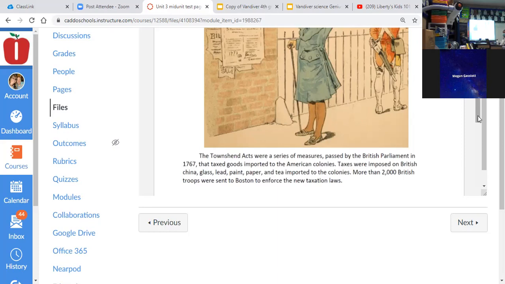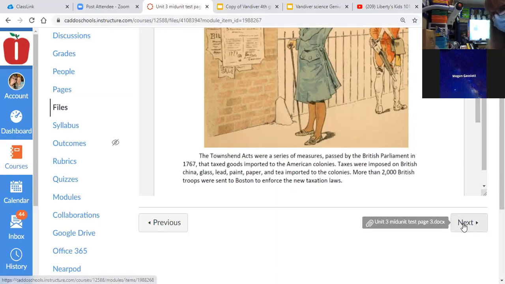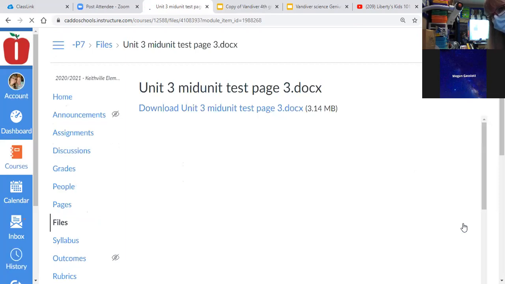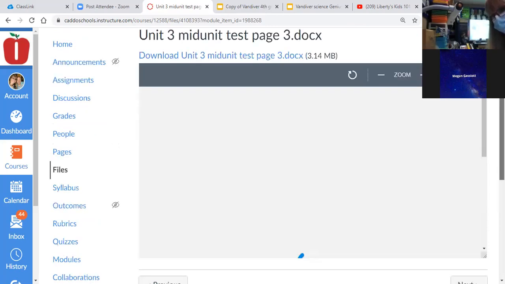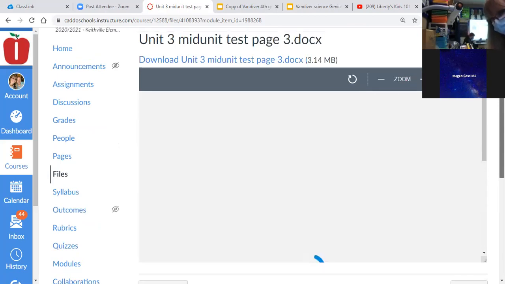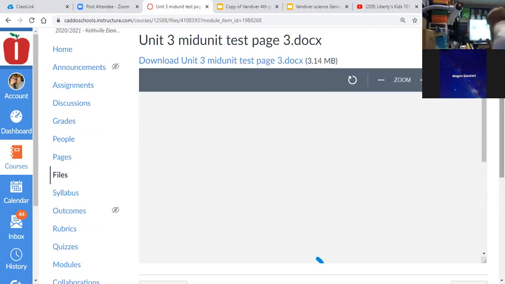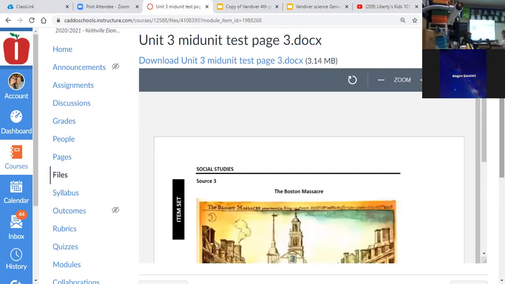All right, number 4, ask about source 3. So we have to hit next again. Okay, so we're on page 3. The Boston Massacre? Not sure because mine is still loading. Mickey? Yes, the Boston Massacre.